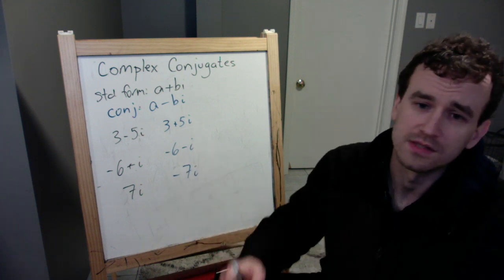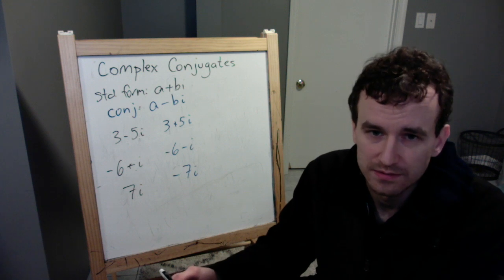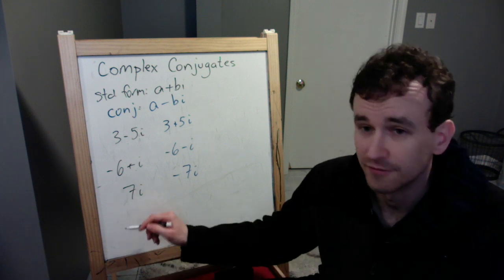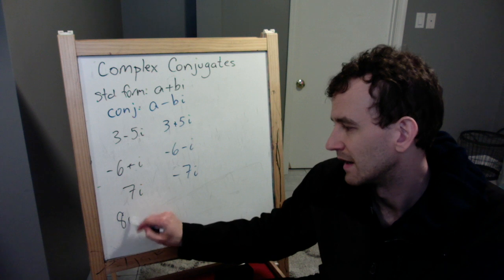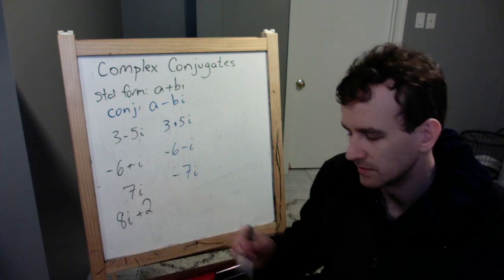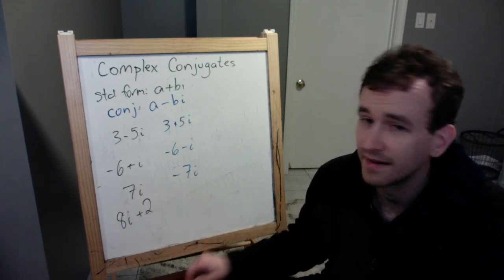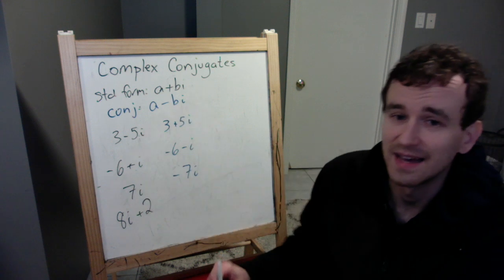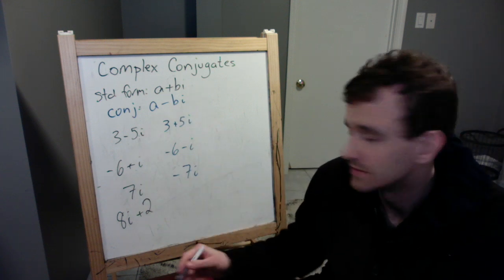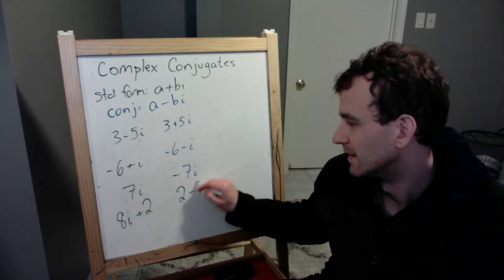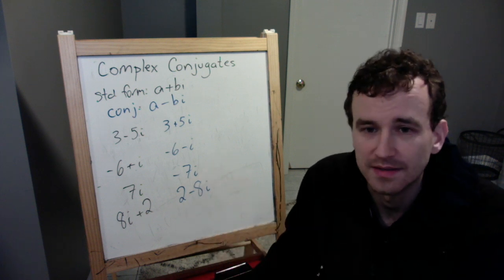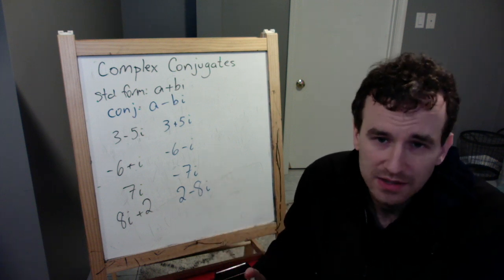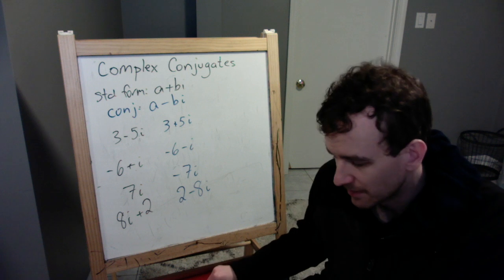And the other thing is to watch out to make sure that things are in standard form. If they're not, you need to flip it around. So if you have 8i plus 2, well, the complex conjugate of that, we're always changing the sign on the imaginary part, so it would be negative 8i and a positive 2. Complex conjugate, you're just changing the sign on the imaginary part.